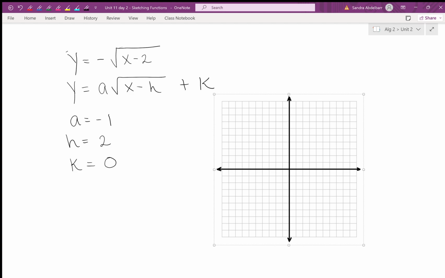All right, so the A tells us we're not shooting up, we're going to be shooting down. So our parent graph looks like this, right? But we're shifting that starting point. Where are we shifting that starting point? 2 units to the right. And instead of going up, what am I going to do? Go down. I didn't shift up or down at all. Why didn't I shift up or down at all? Because k was 0. But let's say I had k is 2. What would we do then? Go up 2 and then go down.